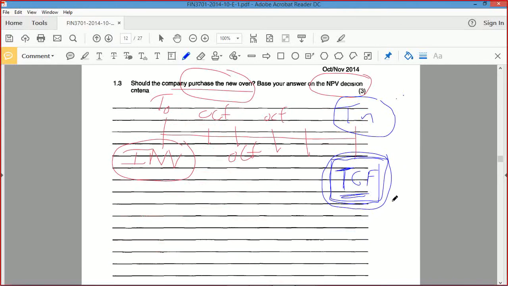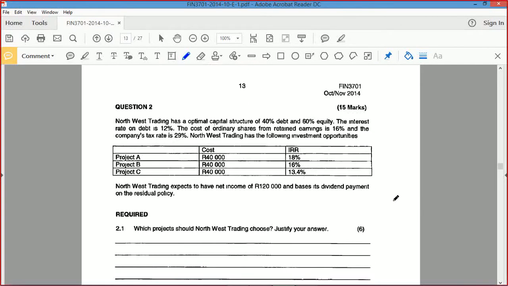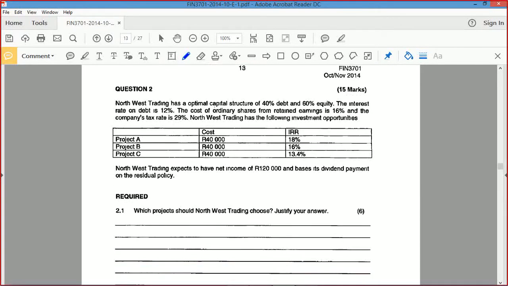Okay. Then for the next one, this was a good question as well. Yeah, it's just a WACC. So there's only really, you don't go over the 120,000. So you only need to work out one range of WACC, because even if you add up all the projects, you don't go over the net income. Which is basically what your retained earnings would be, because it mentions the residual policy.